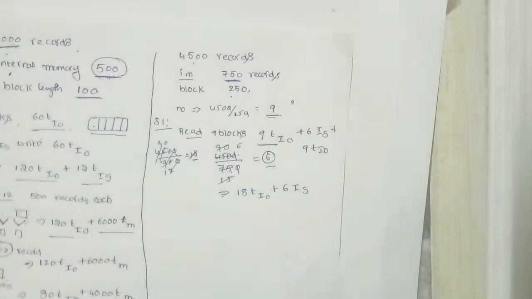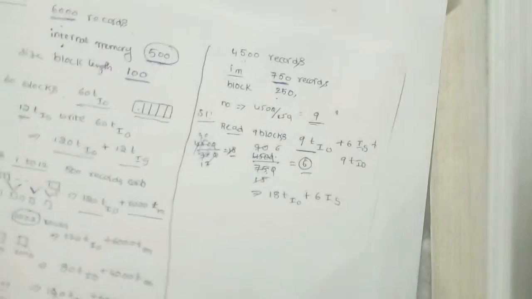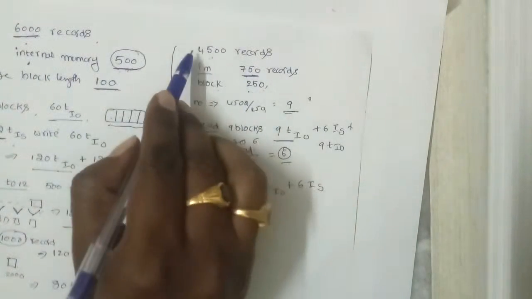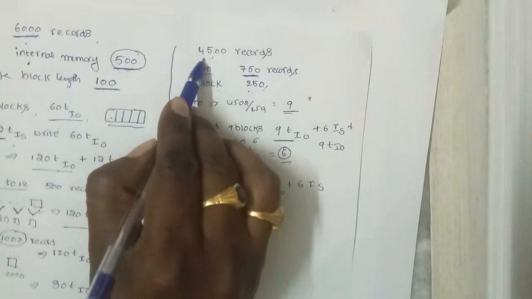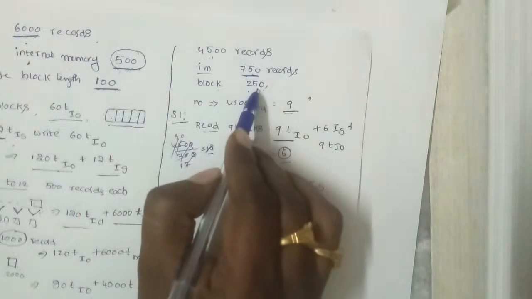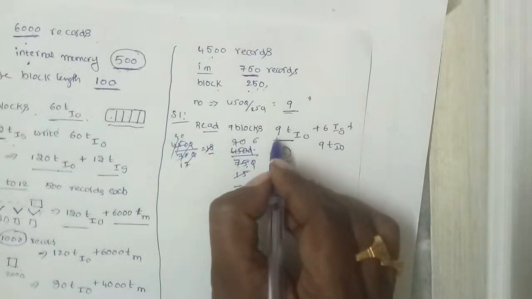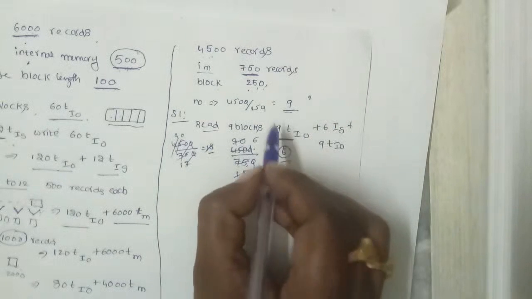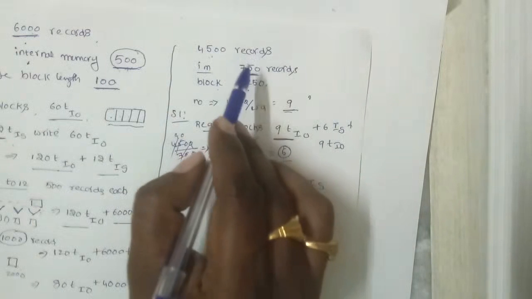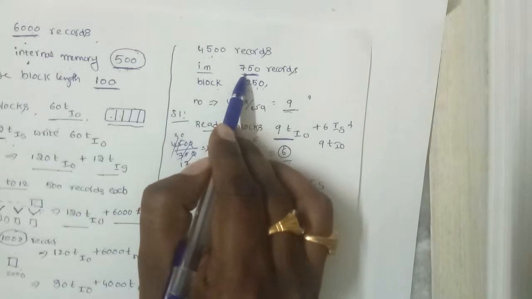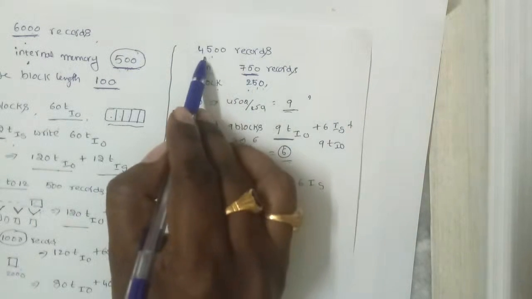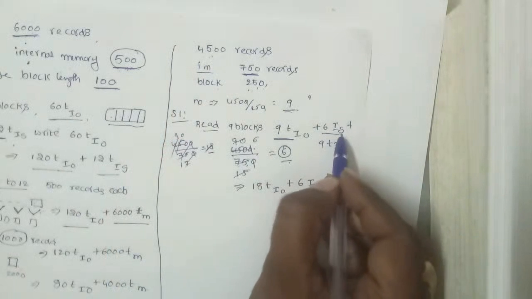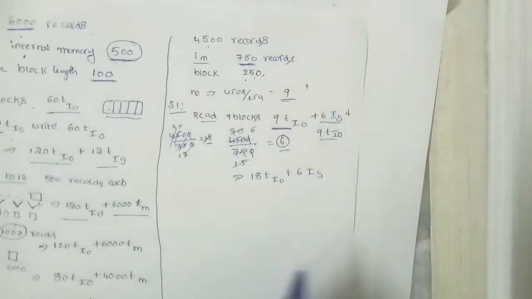Please ignore the calculation part. Simply, the block size is 250. So how many blocks do you have to read? 4500 by 250, that is 9 blocks. And how many sortings? The internal memory can store 750 records, so 4500 by 750 is 6 internal sorts. Again you have to perform the write operation.